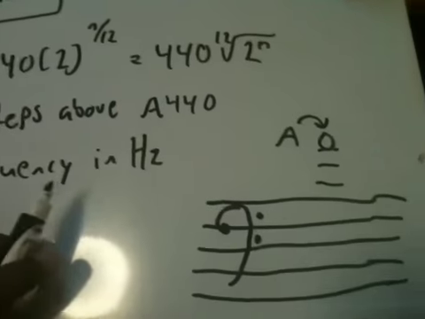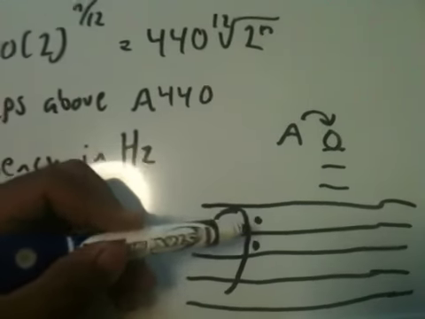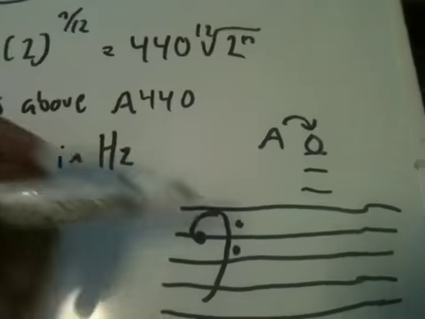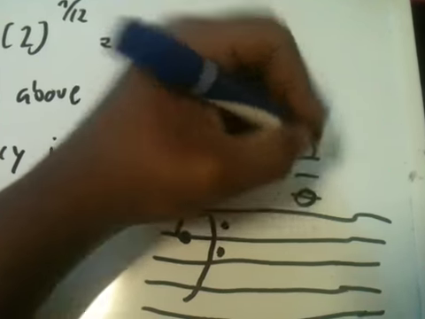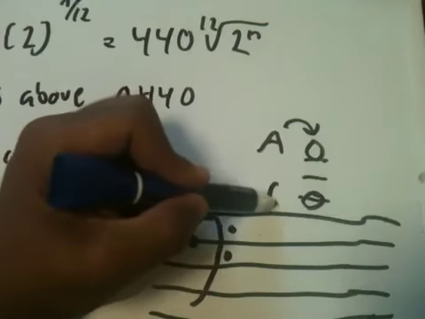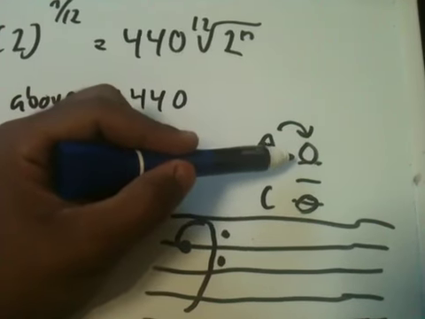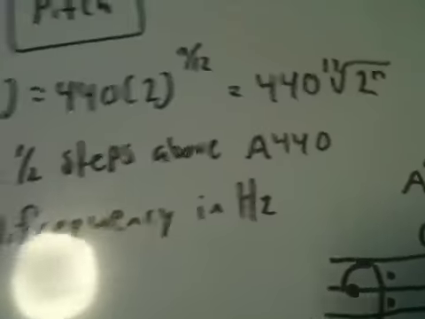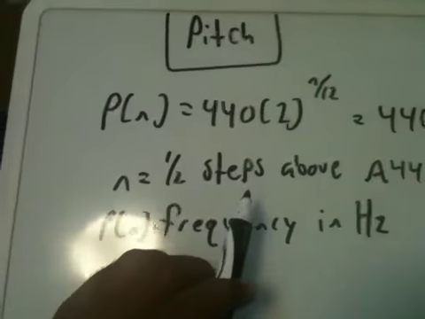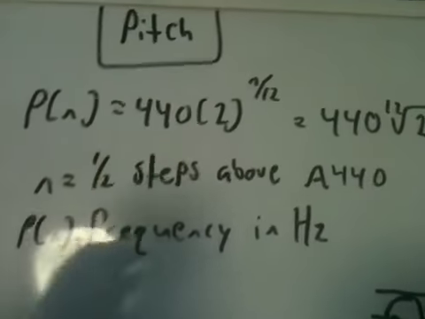A440 is the A above middle C. I did something real quick here in bass clef, because I'm too lazy to draw a treble clef, and I play a trombone. Right here is middle C, on this first ledger line, and up here is A440. A440 is the note A that has a frequency of 440 hertz.